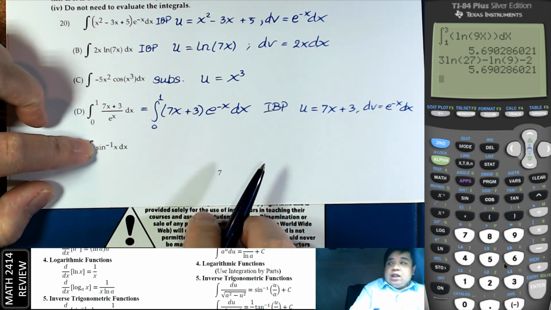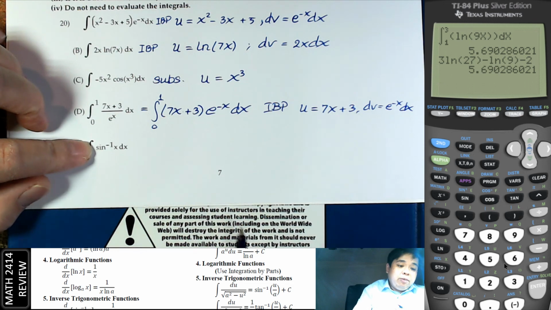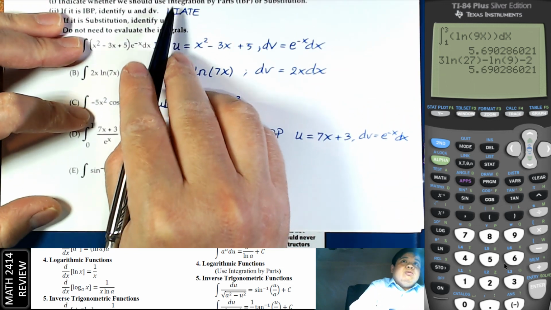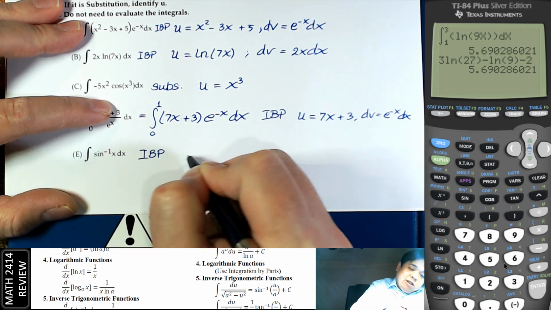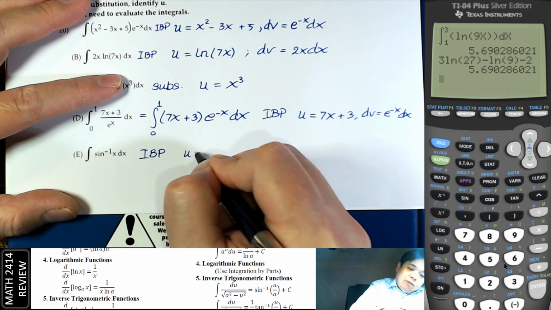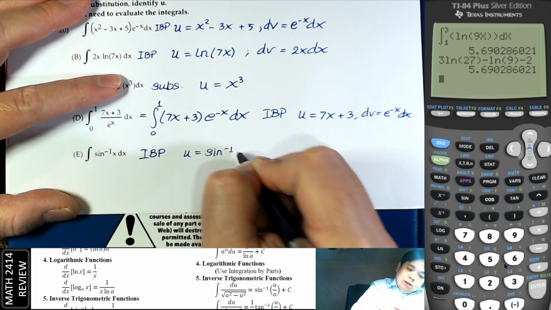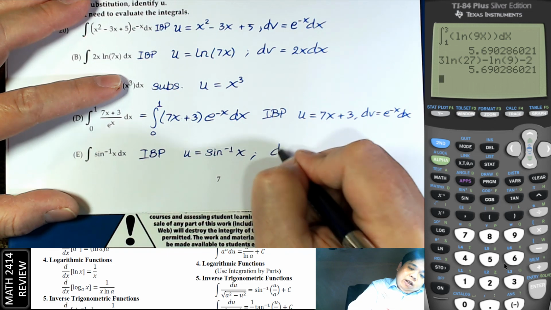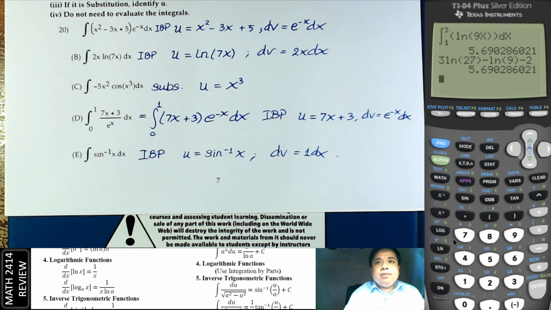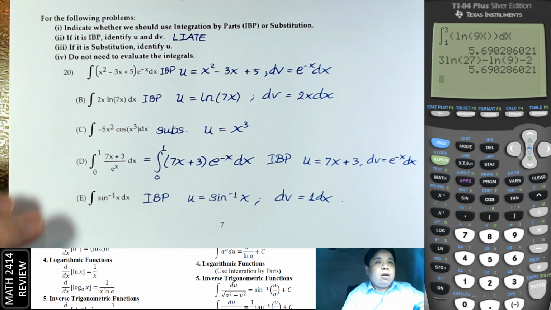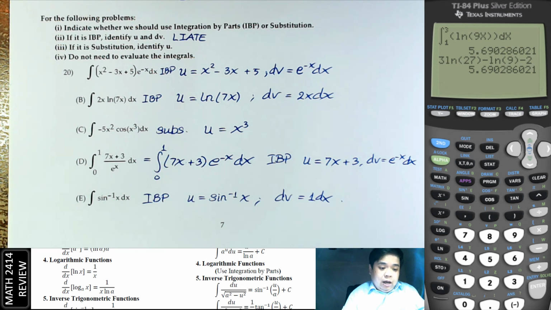The last one is sine inverse. Well, that is also high on the list, so that is also integration by parts, and dv is just 1 dx. Right. And that's what we have for this problem. I think I'll stop here on this video and then pick it up on another video.